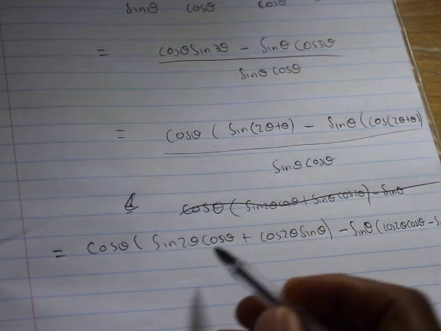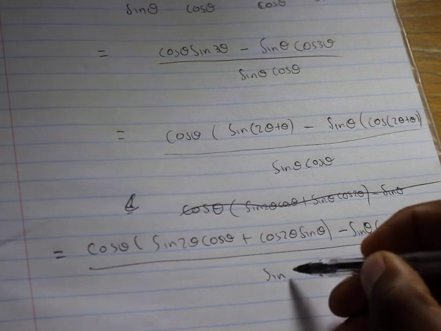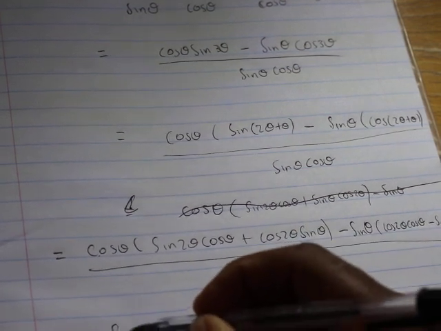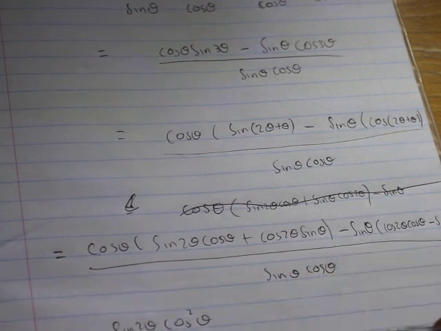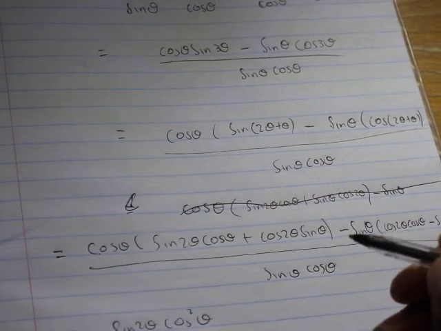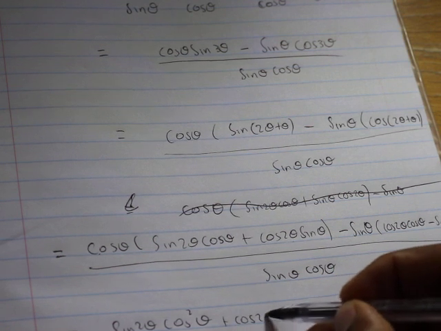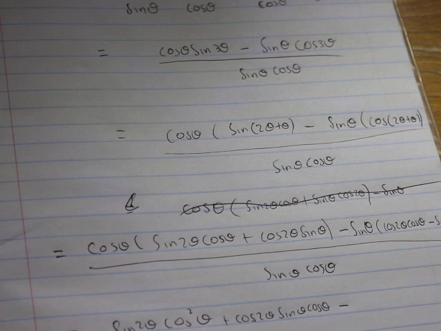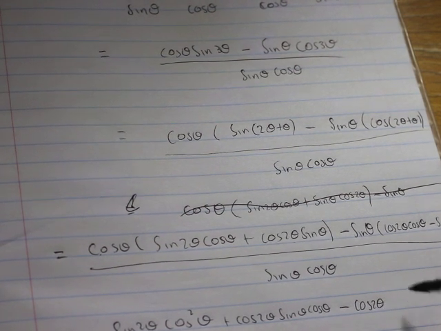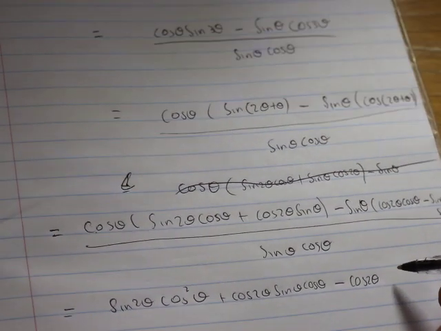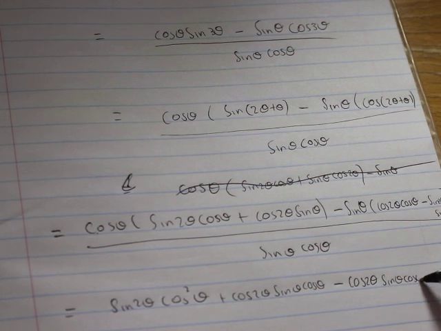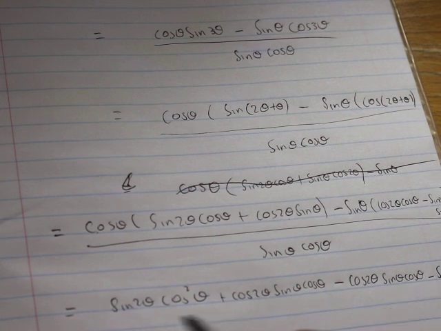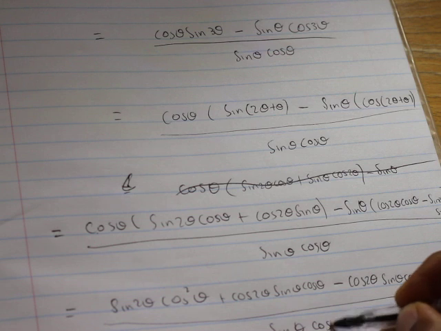Okay, so now we've got sine theta cos theta, so let's simplify. We multiply throughout here, so that becomes sine 2 theta cos squared theta, and then plus cos 2 theta sine theta cos theta, and then minus cos 2 theta sine theta cos theta, and then lastly we've got minus sine 2 theta sine squared theta, all over sine theta cos theta.